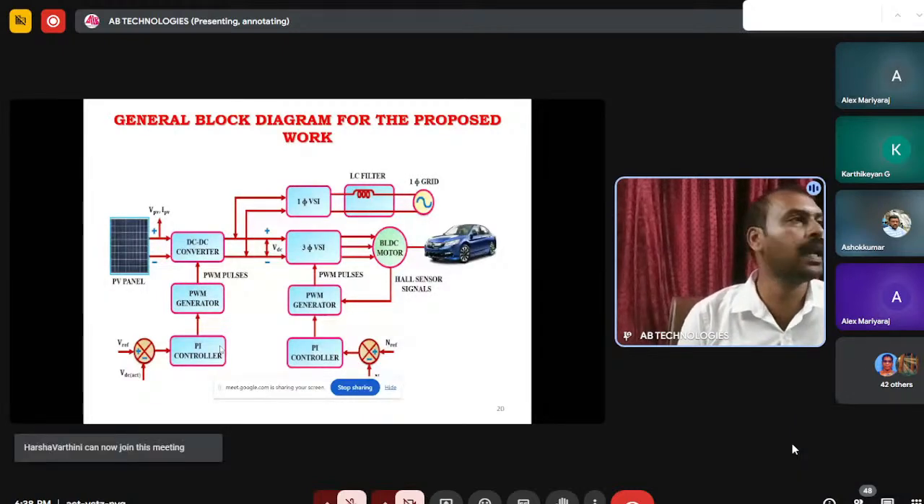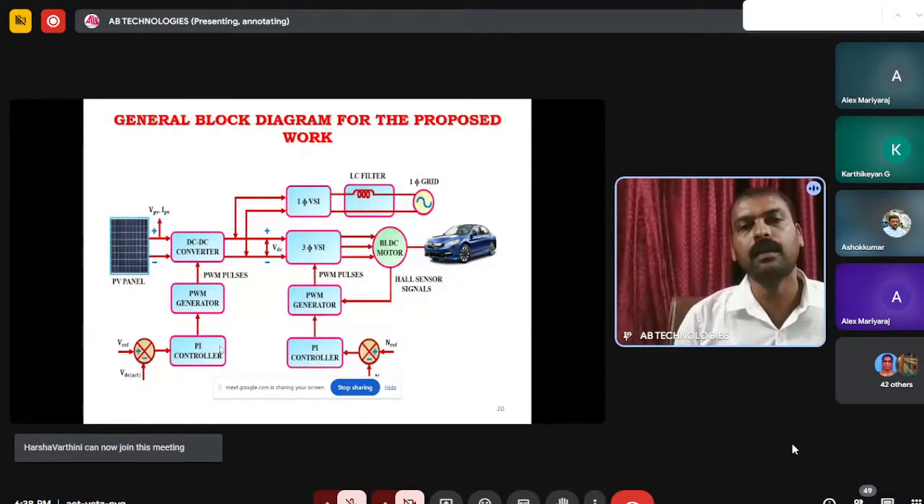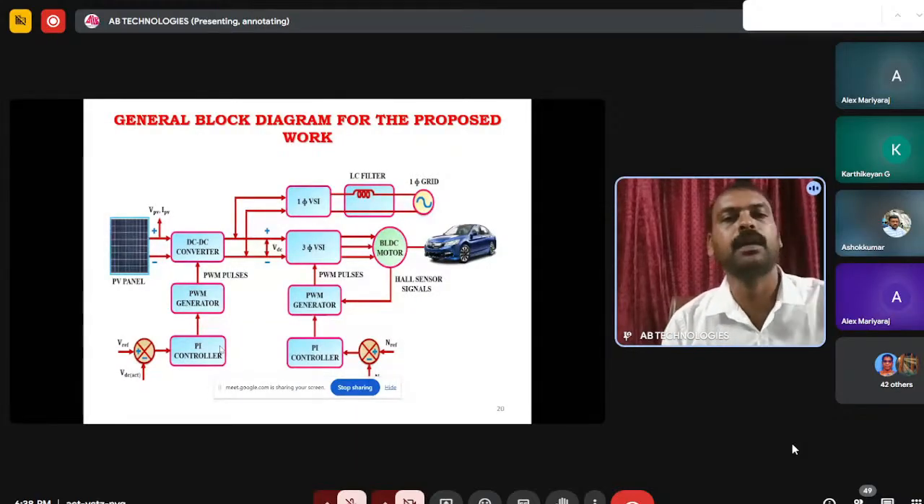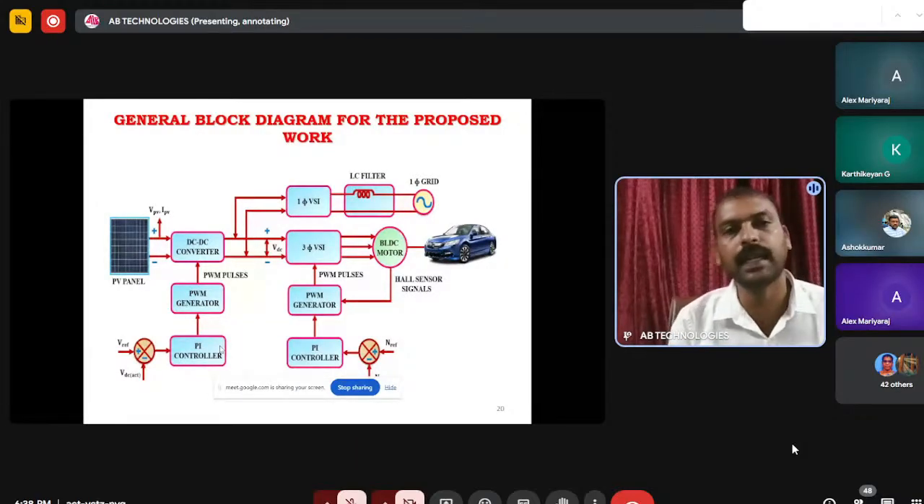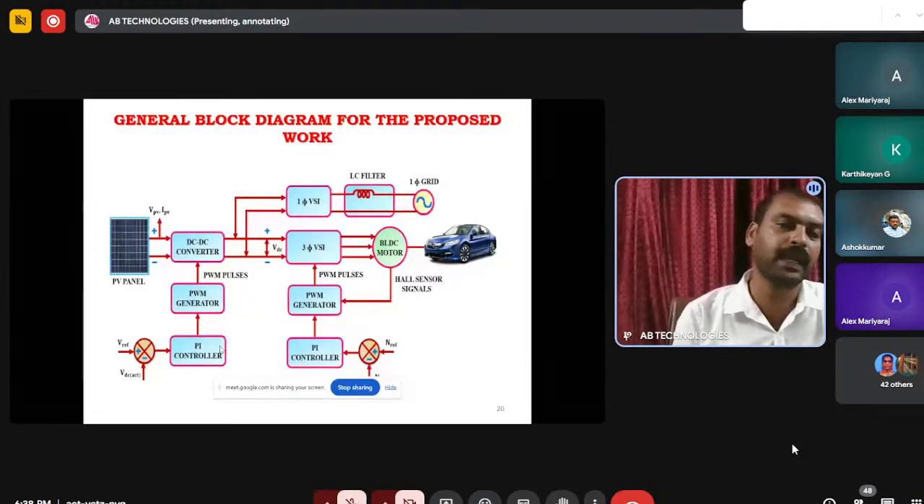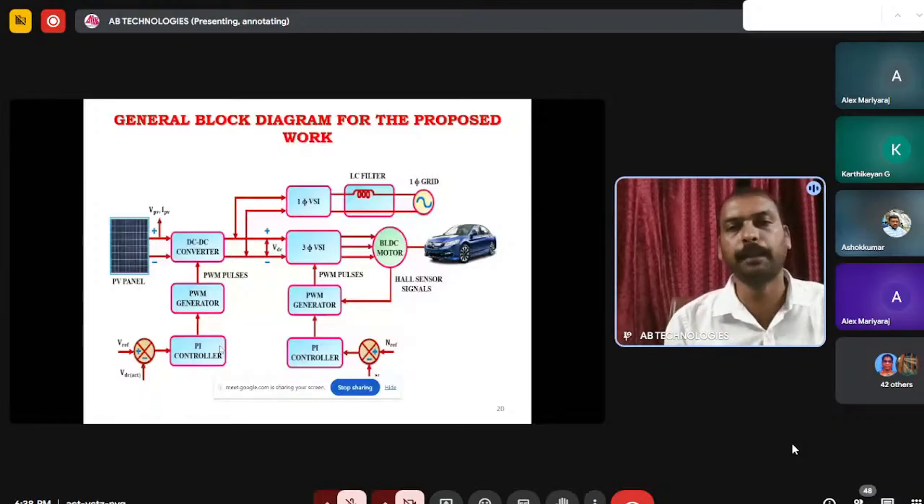For the MPPT algorithm, we are taking the reference from the input side. That means we are extracting the power by taking the voltage and current. That means we are sensing VPV and IPV. From the solar panel voltage and solar panel current, we are finding the power.